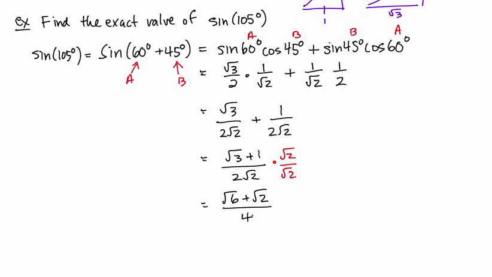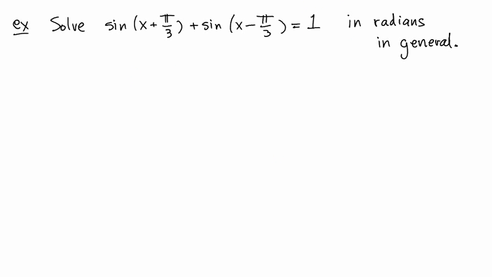Okay, let's take a look at a second one. We can also use the sum and difference identities to help us solve equations. So in this case, I've got sine of the sum identity, and I'm adding sine of the difference identity is equal to 1, and I want to solve this in radians, and I want the general solution.